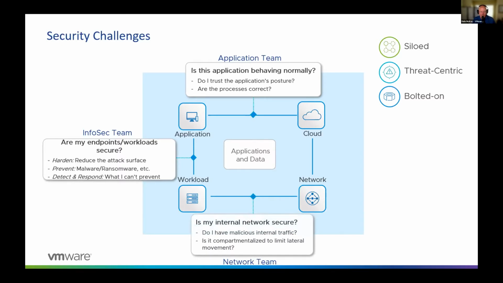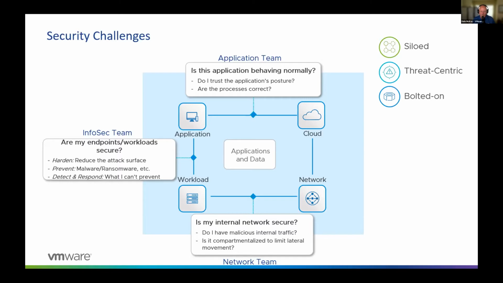Next, the network team. Coming from a physical network background, the network team is always concerned about the internal network. For a long time, we've had concepts of private VLANs, of ACLs at layer 3 interfaces, things like that, trying to make that internal network secure.